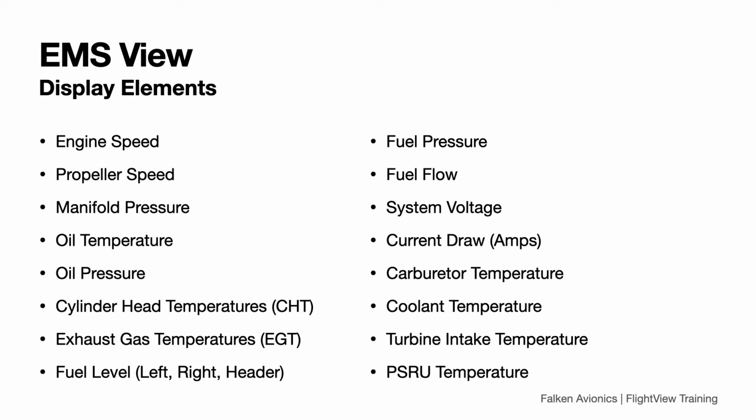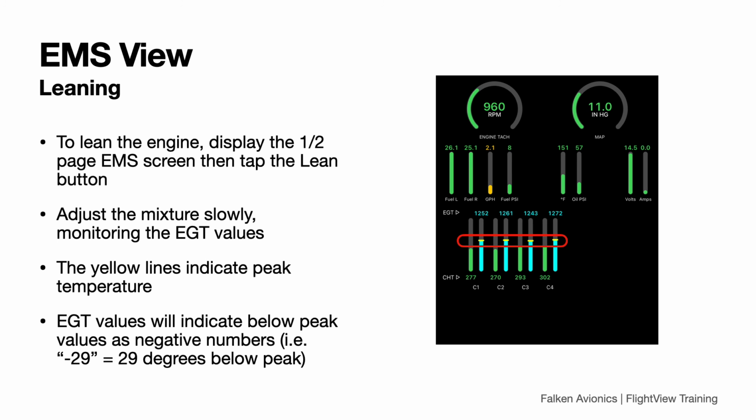To go over the basics first, the EMS bar and page can display any of the data elements collected by the engine monitor hardware. The configuration of the engine monitor and the configuration of the display are both really out of scope for this presentation, but suffice it to say that both are quite flexible and can be configured to meet the needs of most experimental and light sport pilots. The one cool trick that the half page can do that the bar can't is leaning.